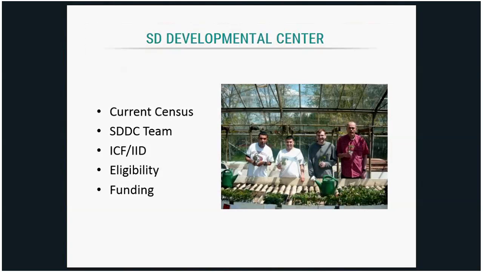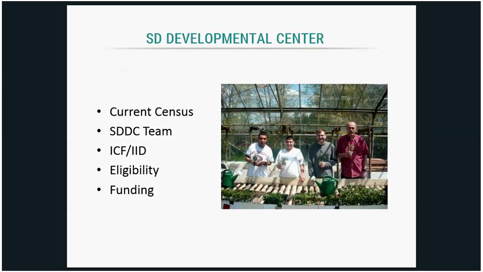Eligibility. The people supported at SDDC must have an intellectual or developmental disability as defined in law. Their ability to function independently is substantially limited, and their disability occurs before the age of 22. The utilization review team must have determined that the person is in need of ICF-IID services and active treatment, and this determination is also reviewed annually.